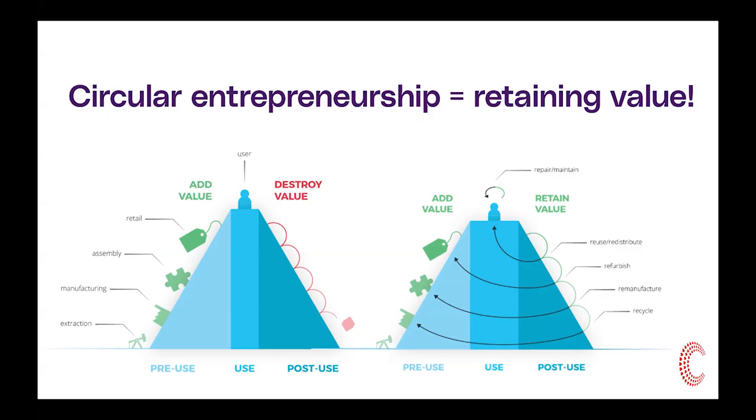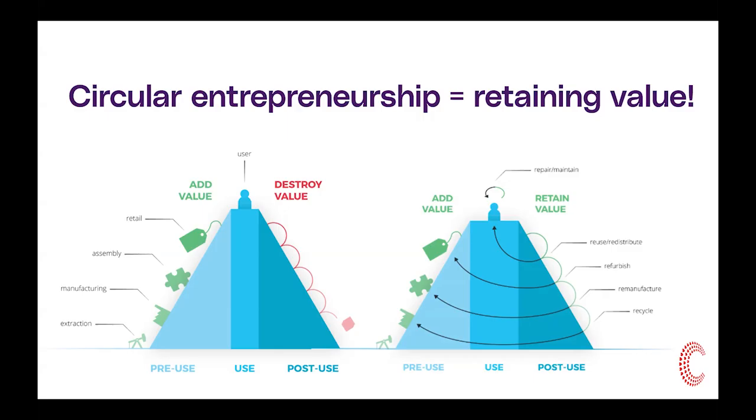So in a circular economy, we're working more towards retaining value. So we still go up the value hill, adding value while making a product. But when the user is using the product, we want to extend the period that they use it for as long as possible. And when they're done using it, we want to not just go down the value hill again, but try and stay as high on the value hill as possible. So you can do it by repairing or maintaining a product, or reusing, recycling in the end, but we try and stay as high on the hill as possible.